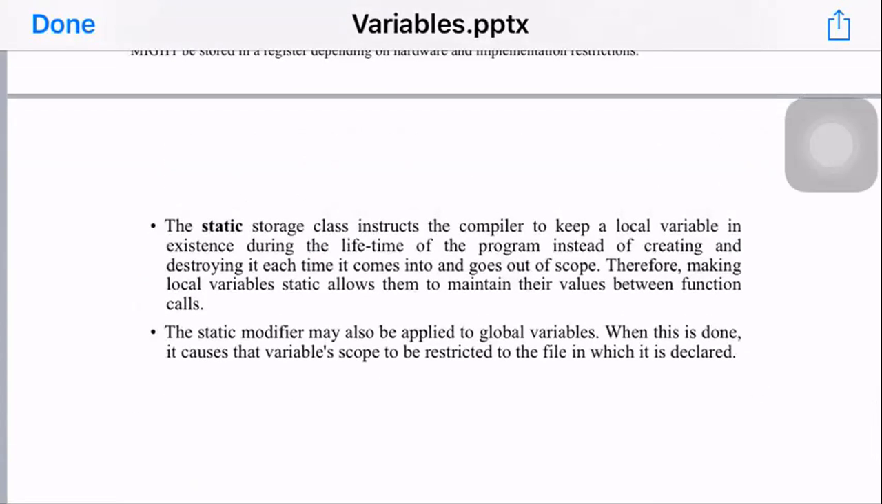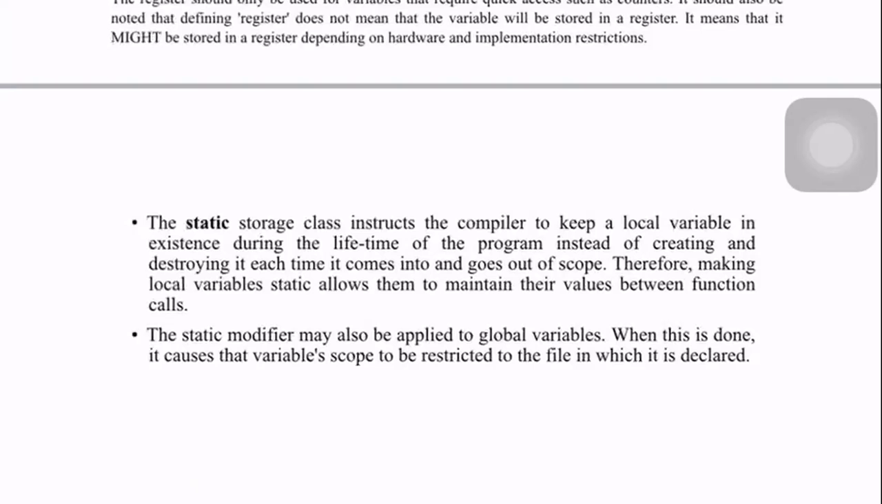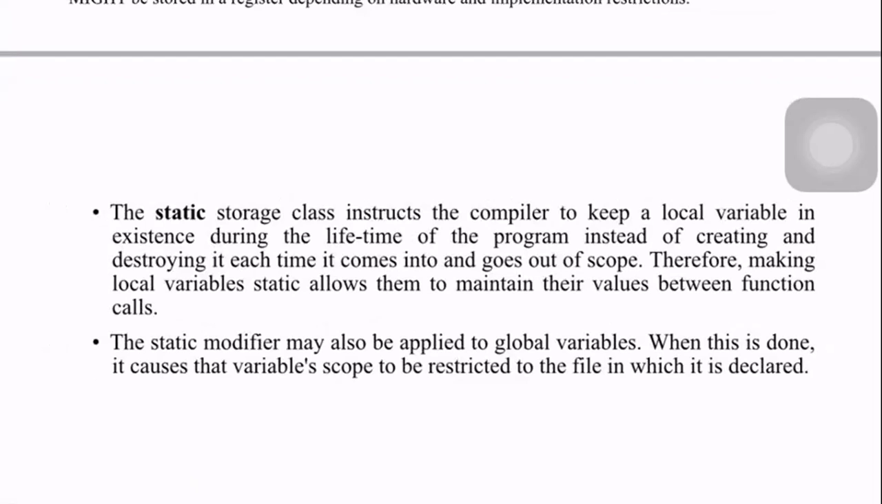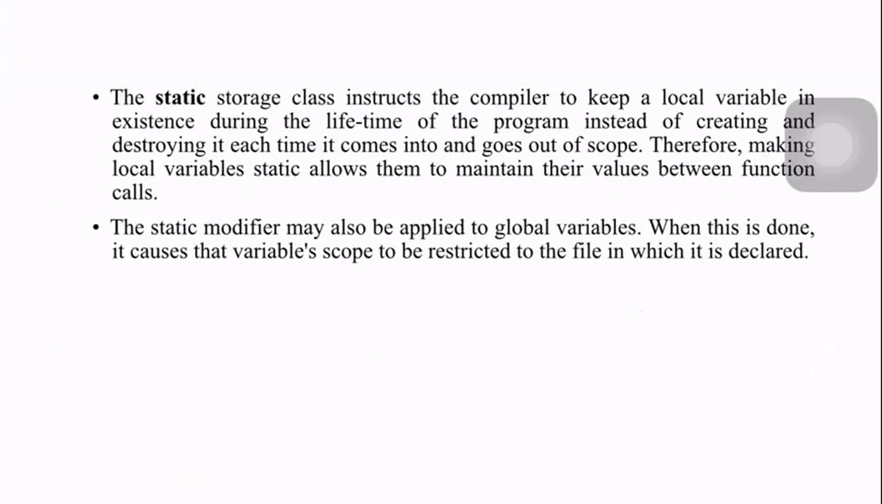The static storage class instructs the compiler to keep a local variable in existence during the lifetime of the program instead of creating and destroying it each time it comes into and goes out of scope. I clearly mentioned what the static storage class is in this PPT. Therefore, making a local variable static allows it to maintain its values between function calls. The static modifier may also be applied to global variables. Storage classes are used to describe the features of a variable and a function.